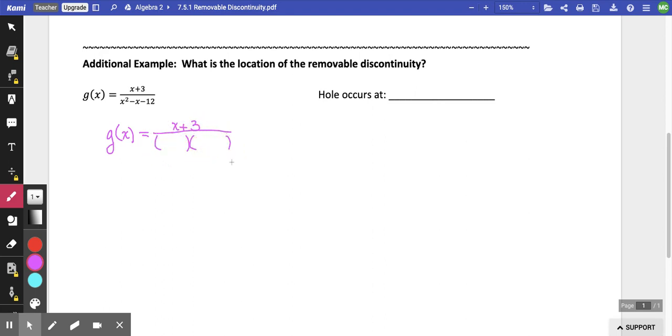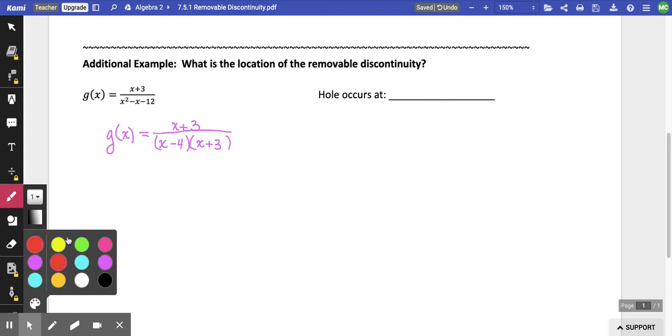So to factor that, I'm looking for things that will multiply to make negative 12 and add to make negative 1. So that would be a minus 4 and a plus 3. My 4 kind of looked like a 9 there. I'm going to fix it. There we go. Okay, so now that I've got it factored, I can see that there is a common factor, this x plus 3. That leaves nothing in the numerator.